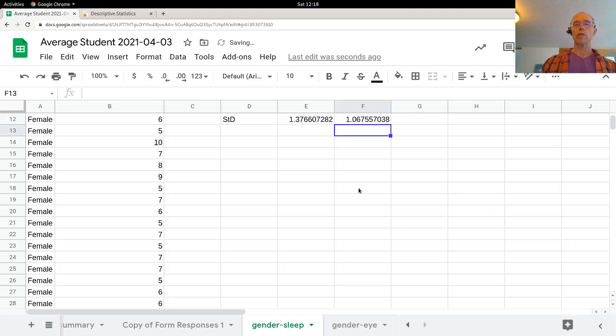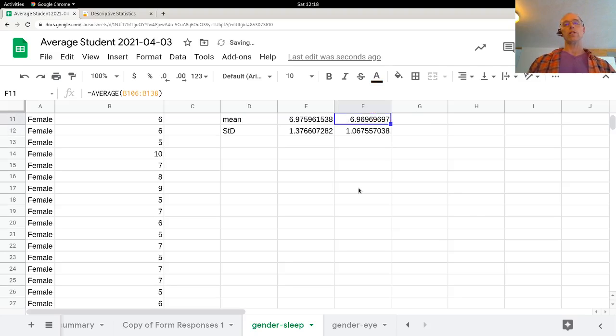Now, I can't directly compare the standard deviations. Notice the means are pretty similar. Standard deviations are a bit different, but they're not directly comparable, because the means aren't exactly the same, even though they're close. So we have to do another calculation here, which is called the coefficient of variation. And that's just the standard deviation divided by the mean. So what's the spread based on the center?